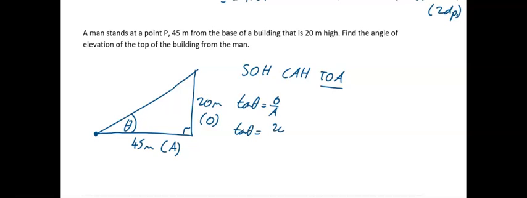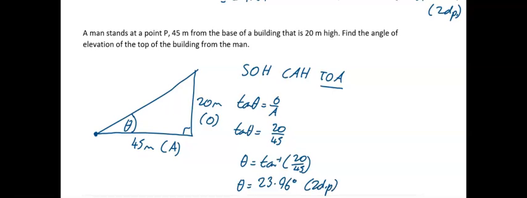Tan theta is equal to 20 over 45, which means theta itself is equal to tan to the minus 1 of 20 divided by 45. And if you do that on your calculator, let's just do that now. Shift and tan of 20 divided by 45, close your bracket, press equals, and what I have got to 2 decimal places is 23.96 degrees, and again that was to 2 decimal places.